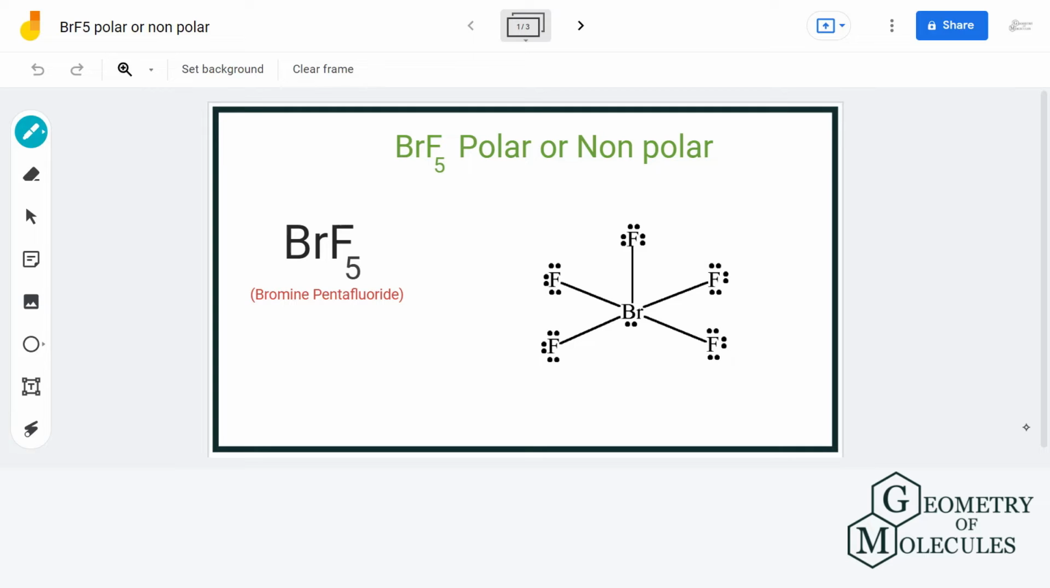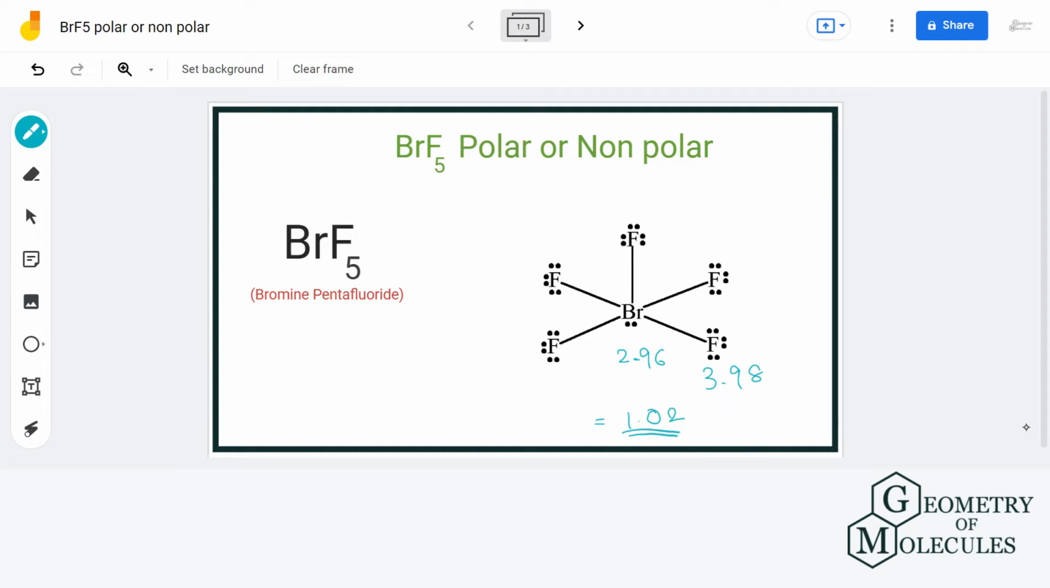Now the electronegativity value of bromine is 2.96 and that of fluorine is 3.98. And when we calculate the difference, we get the value of 1.02, which is high enough to induce polarity in a bond. So the individual bromine-fluorine bonds are polar.